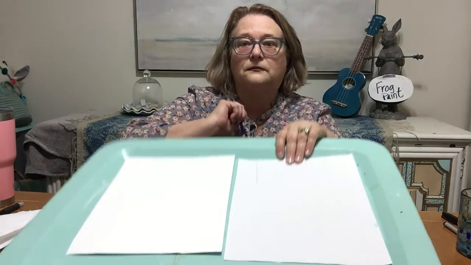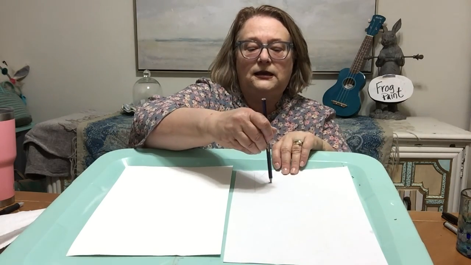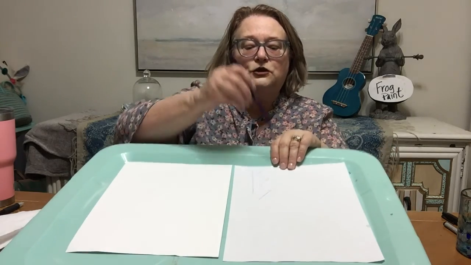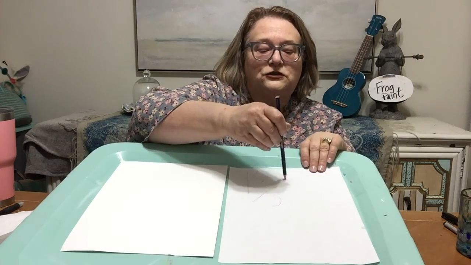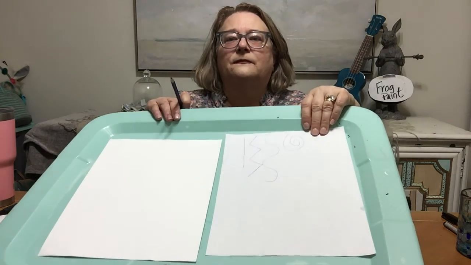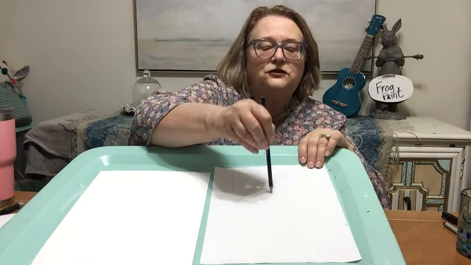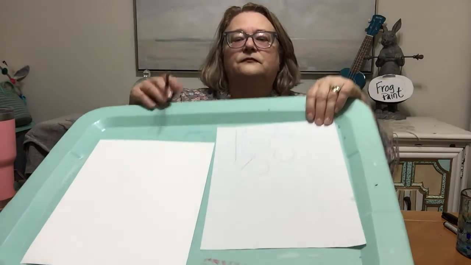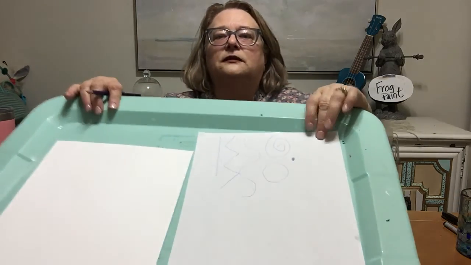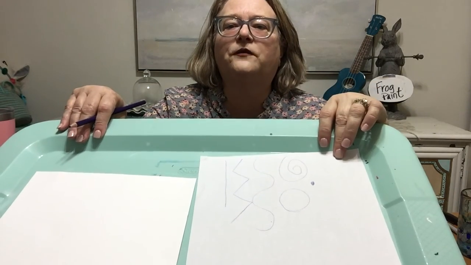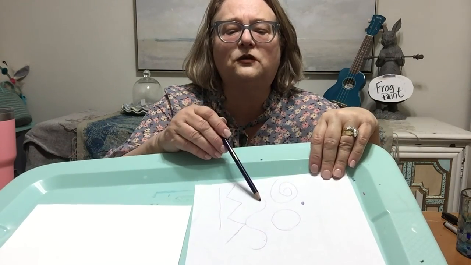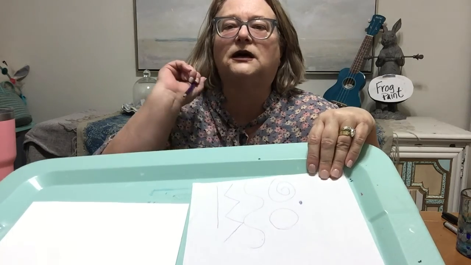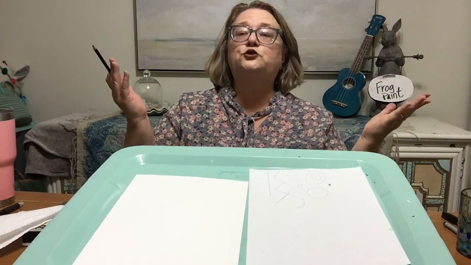Straight line, zigzag, curly line, swirly line, circles, and dots. Those are primarily the lines that we're going to do. Okay, so we'll refer back to those. Straight line, angle line, swirly line, curvy line, circles, and dots. The very first thing we're going to do is we're going to draw a frog.